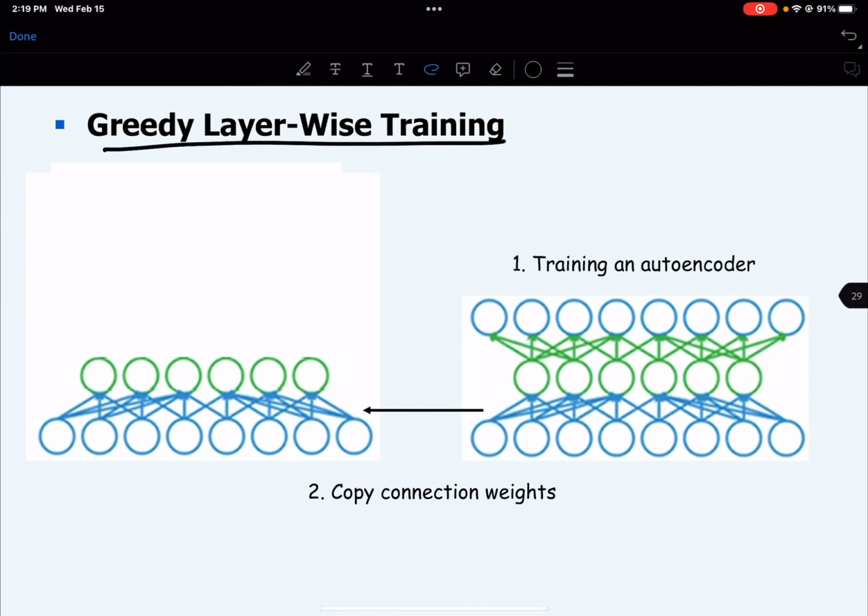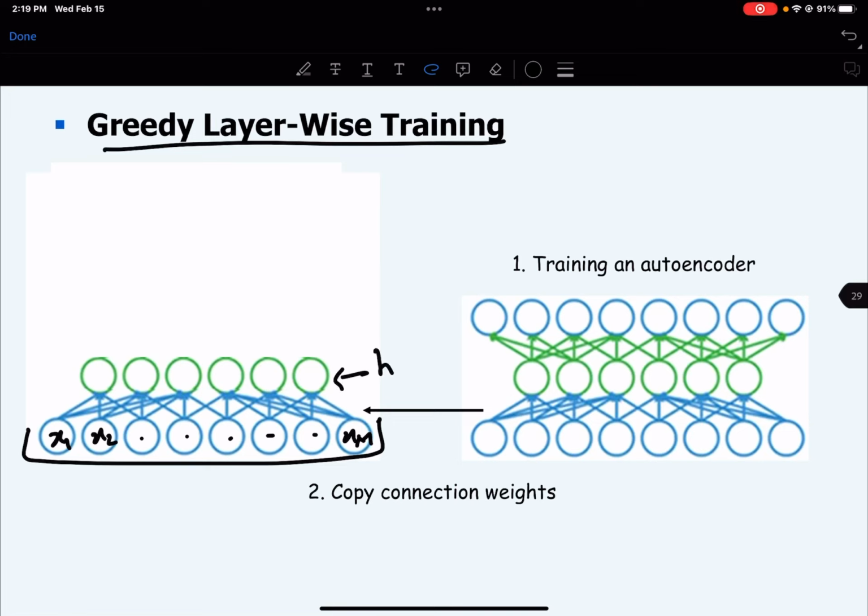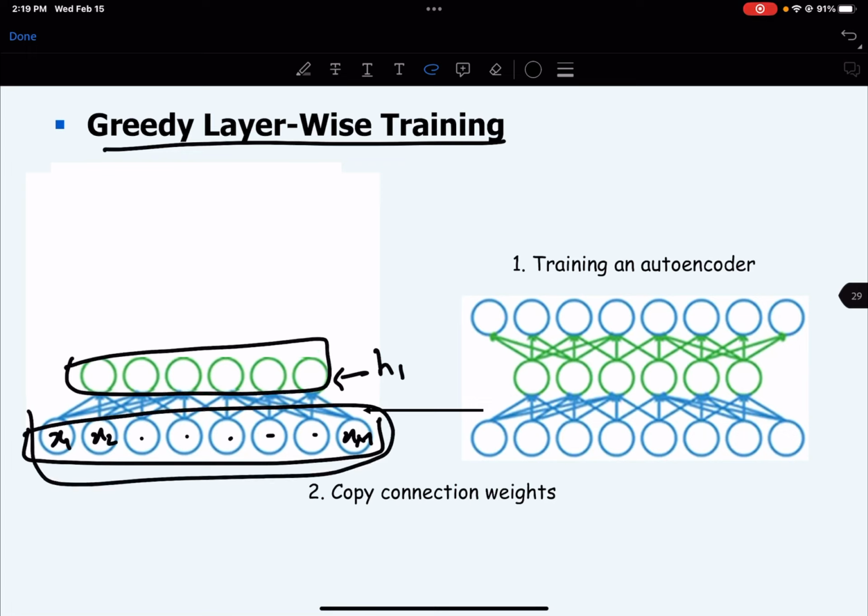So if we consider this as your input, X, this would be your hidden layer, H1, right? This would be your layer X. This would be your hidden layer H. And we are trying to learn the weights here.